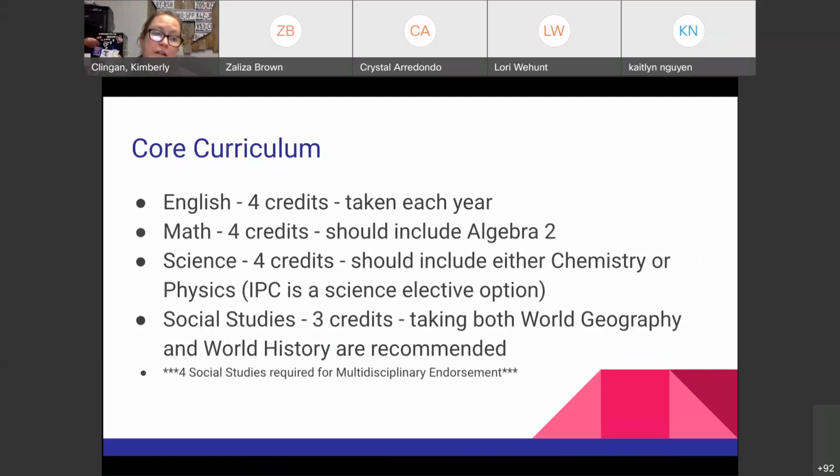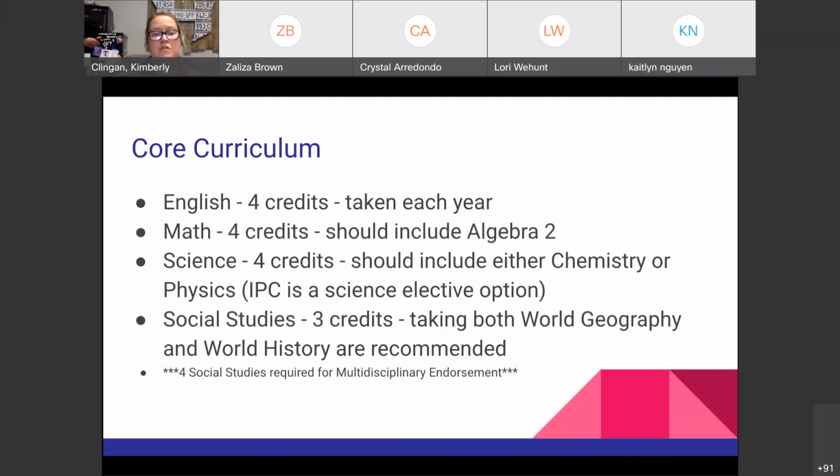For core curriculum, students need to take courses in English, Math, Science, and Social Studies. For graduation, we've got 4 English credits taken each year, 4 math credits that should include Algebra 2, 4 science credits, which should include either chemistry or physics, and 3 social studies credits. And we definitely recommend that students take both world geography and world history.